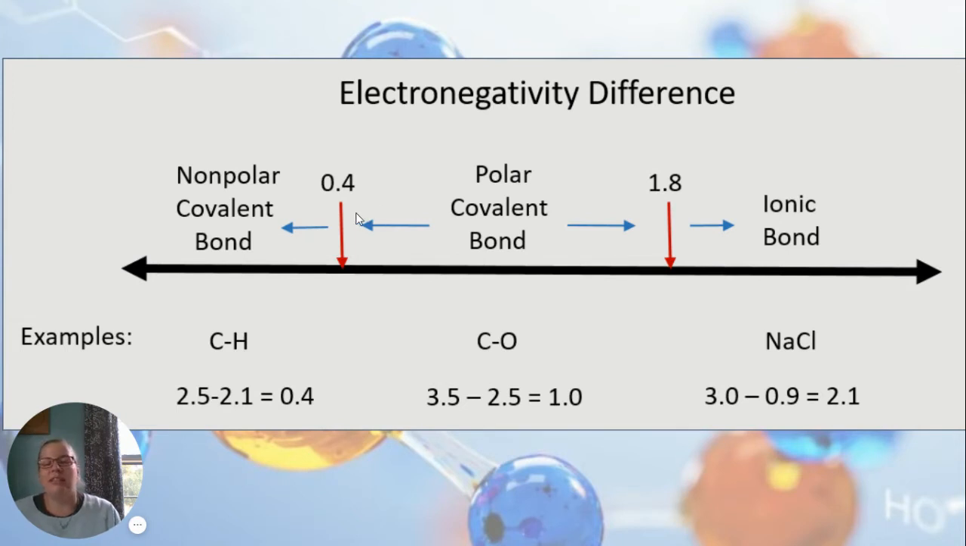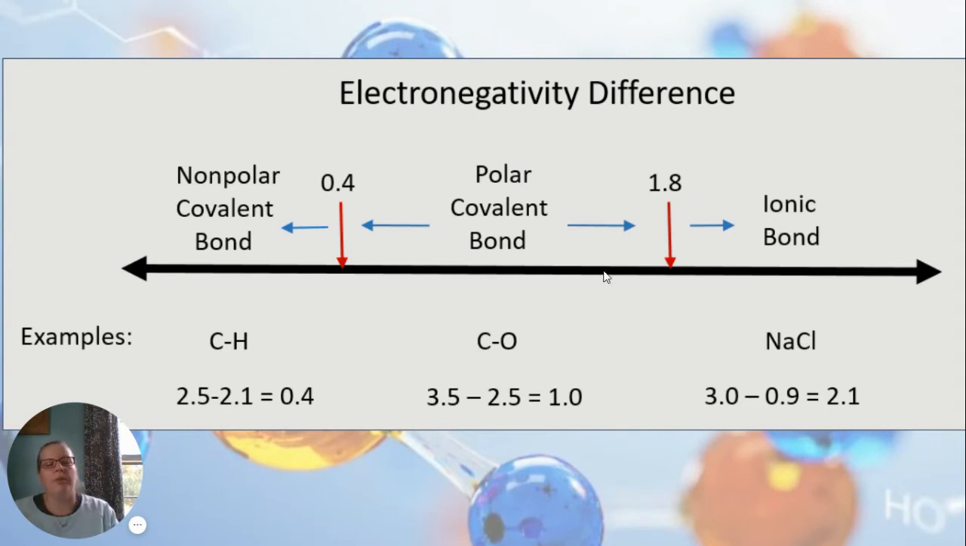The bigger the difference in electronegativity is, the more polar that bond gets. So if we have an electronegativity difference of 0.6, that's going to be a much less polar bond than something that has a polarity difference of 1.2. So understand it's kind of like a sliding scale.